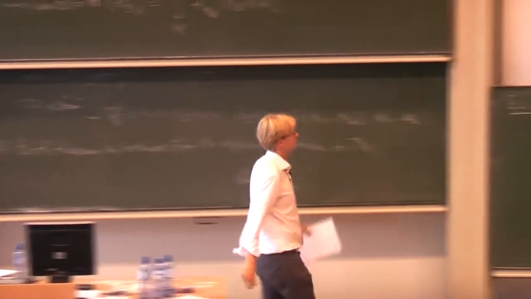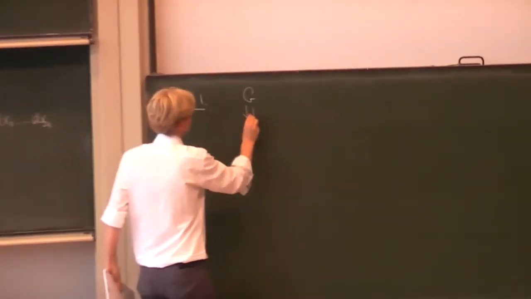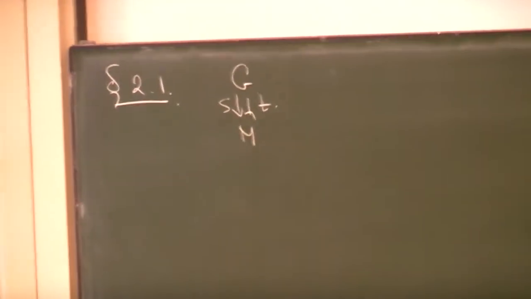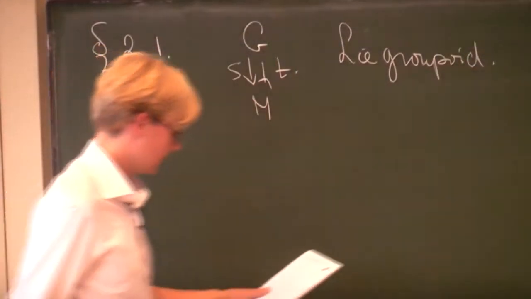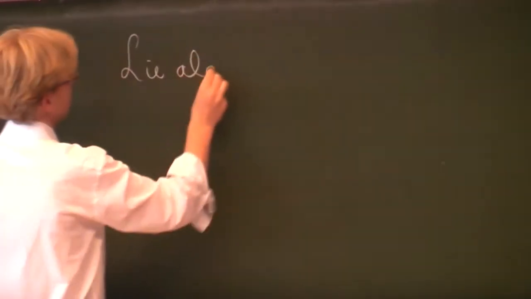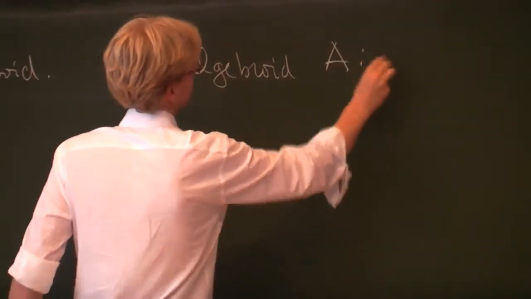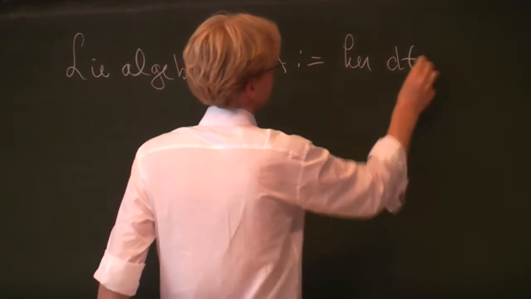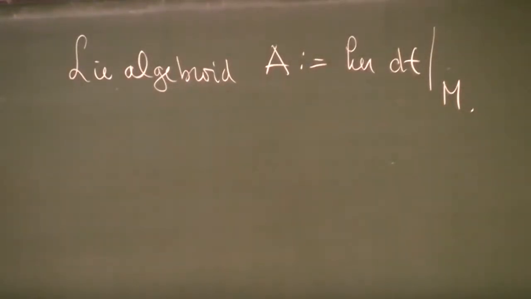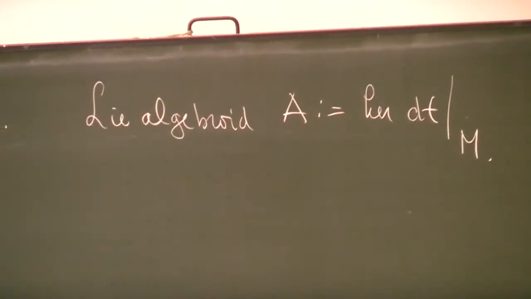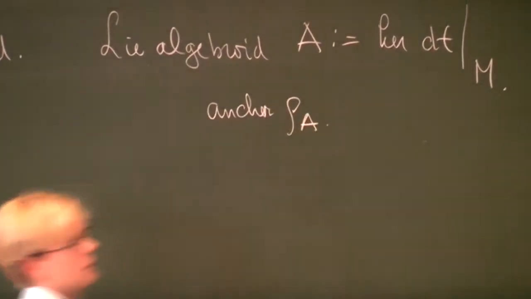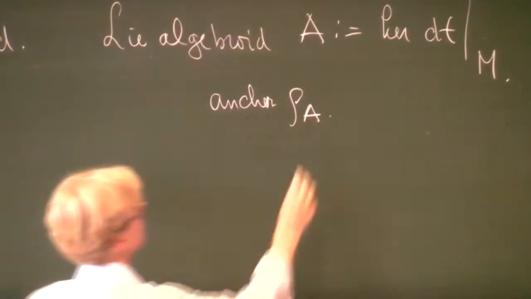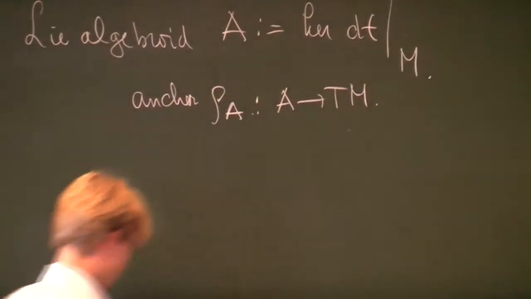So I have to set this up in a proper way. So let me tell you the notation that I use. G is going to be a Lie groupoid over a base space M, and I denote its associated Lie algebroid, defined as the kernel of the derivative of the target map restricted to M, by A. I have an anchor, let me maybe write rho sub A. So that's a map from A to the tangent bundle.